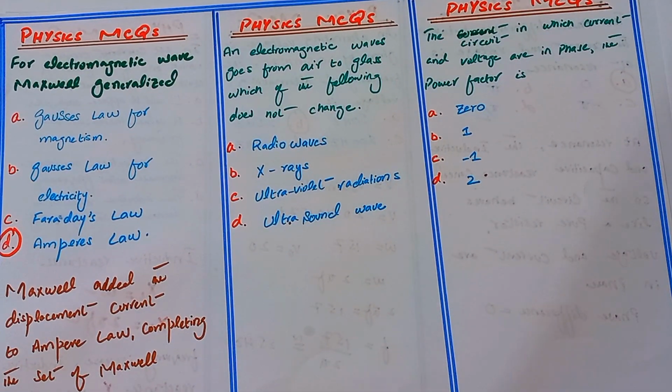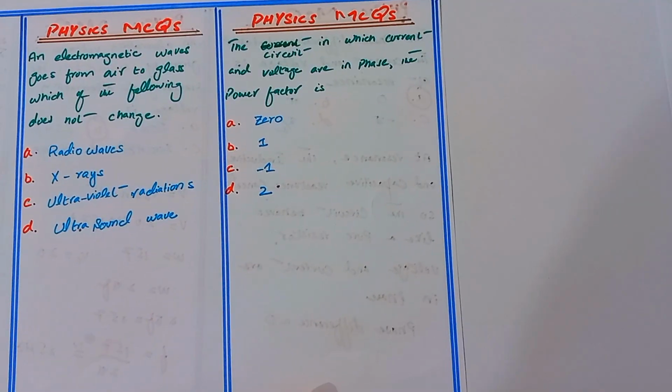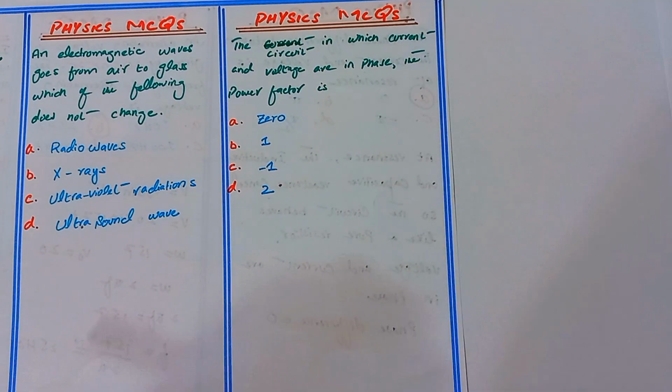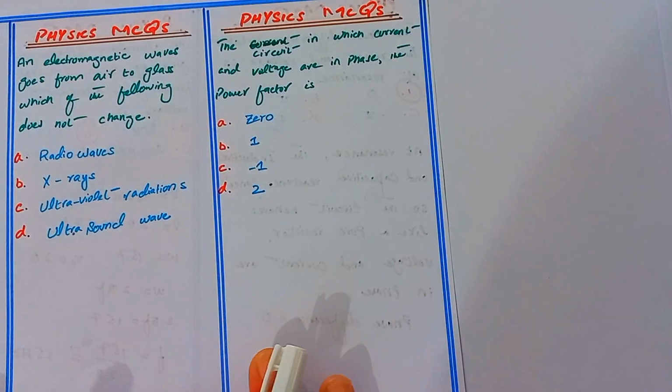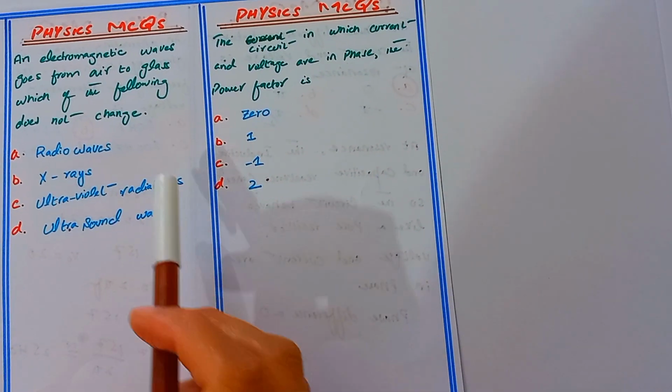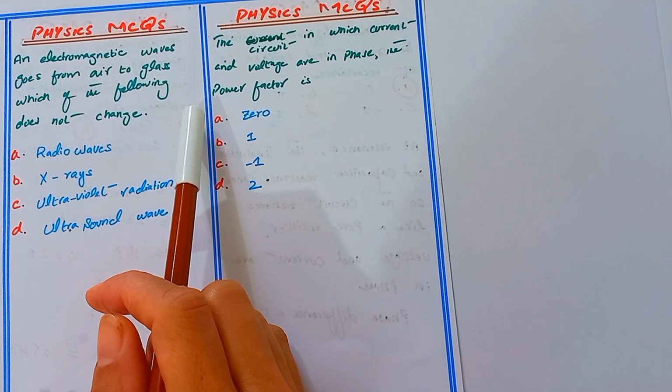Okay, now move to the next MCQs. It asks that when an electromagnetic wave goes from air to glass, which of the following does not change? Radio wave, X-rays, ultraviolet radiation, ultrasound wave. We know that when an electromagnetic wave moves from one medium to another medium, it changes the wavelength and speed, but the frequency remains the same.